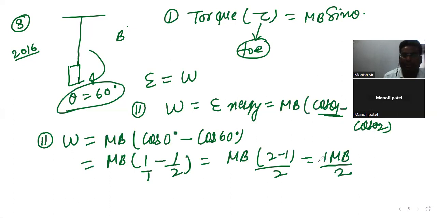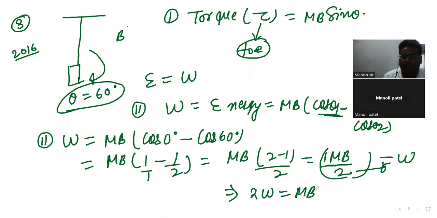2 minus 1 is 1. So the answer is MB by 2, right? So what we are getting? This is your work value. So cross multiply this. So it will be 2W is equal to MB. This is the final answer, the relation between magnetic moment and this energy, right?